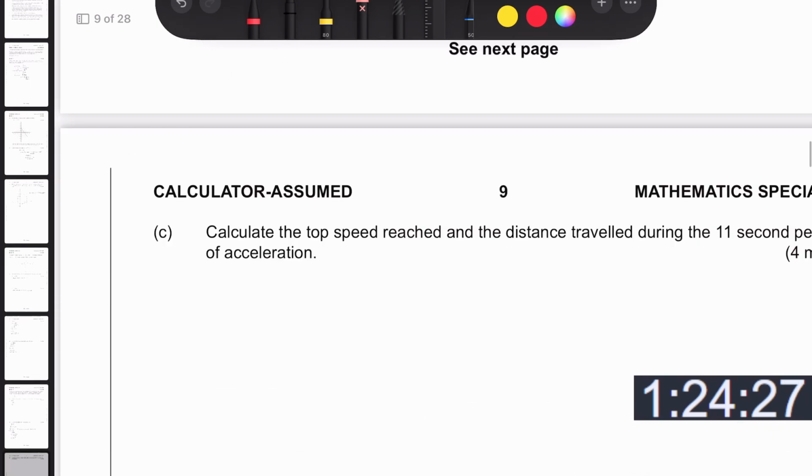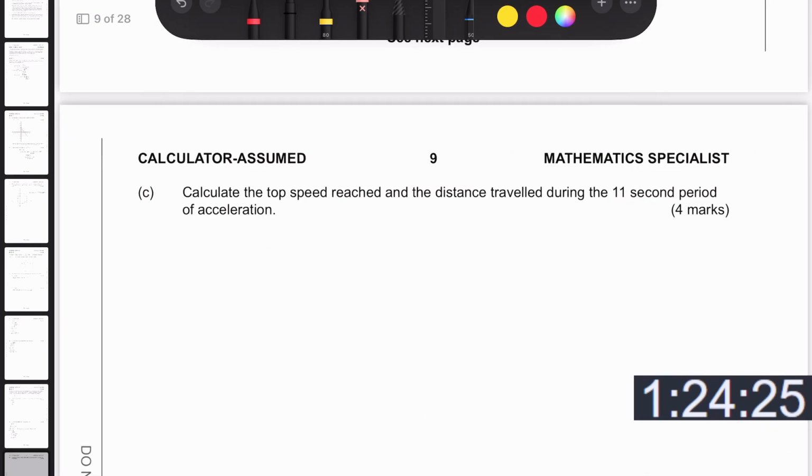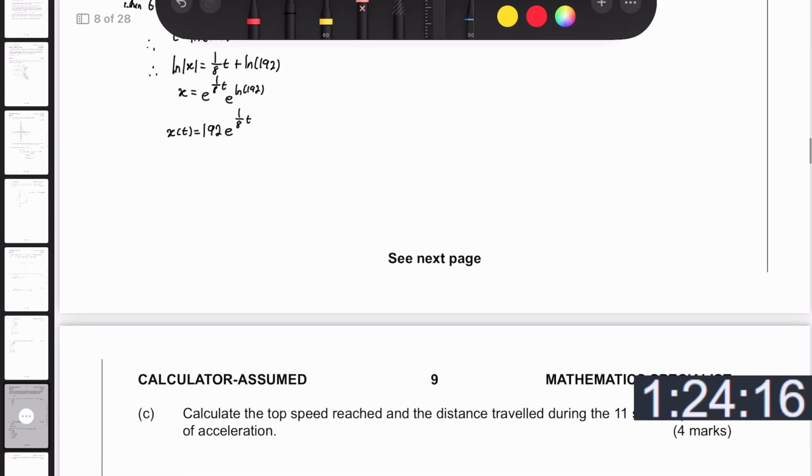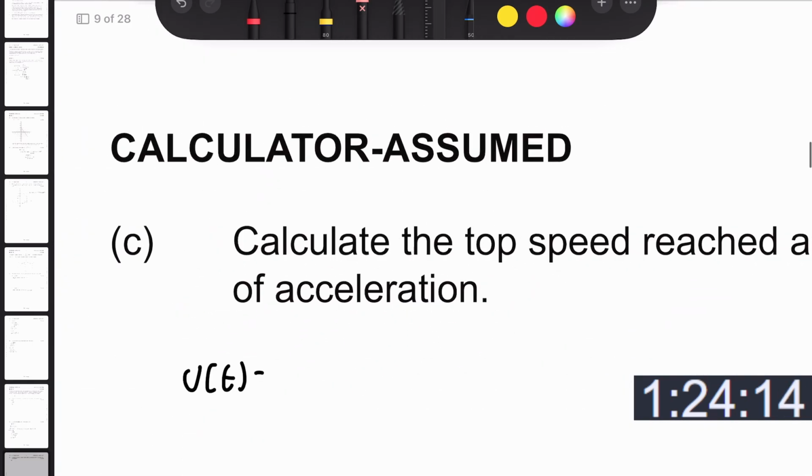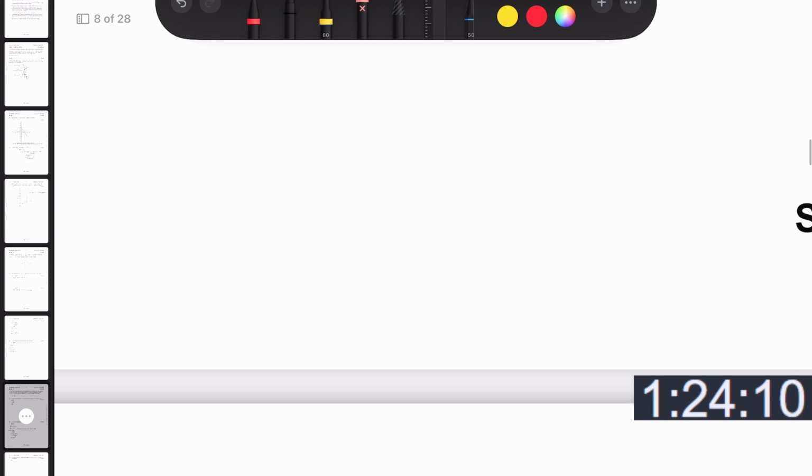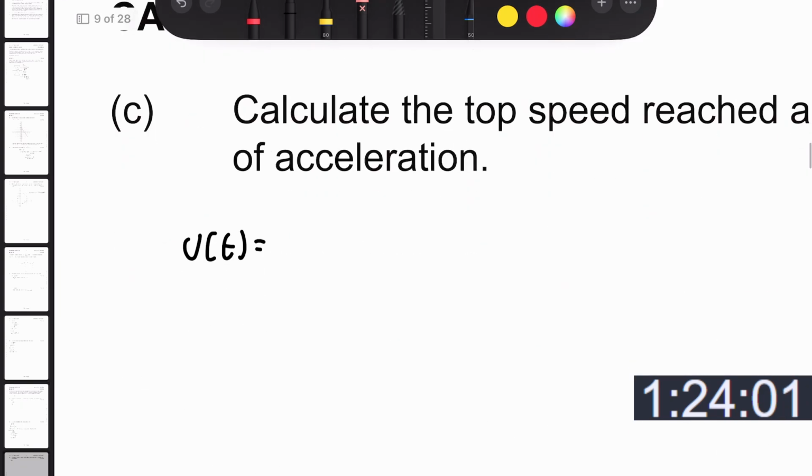Okay. Calculate the top speed reached and the distance traveled during the 11-second period of acceleration. Top speed reached. So v of t is going to equal an eighth of 192, which is 24. Yeah, 24 e to the eighth of t.